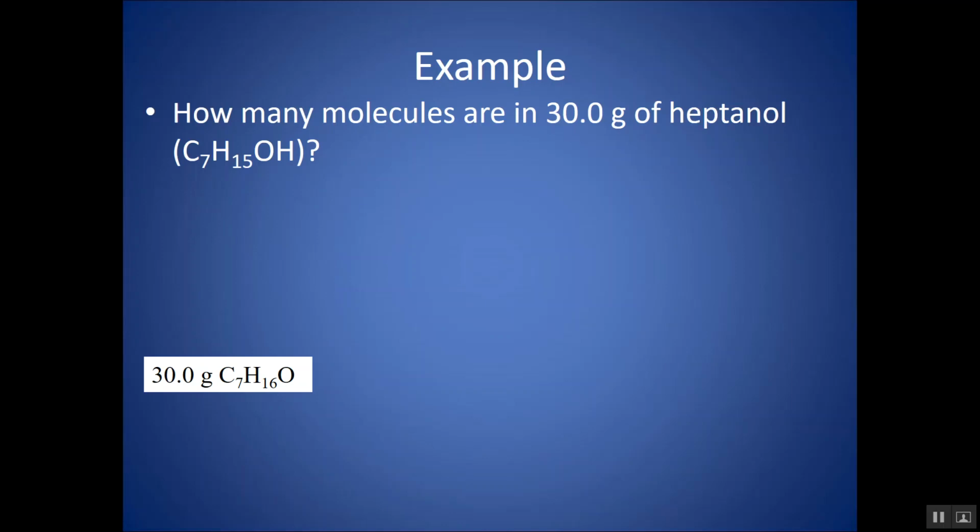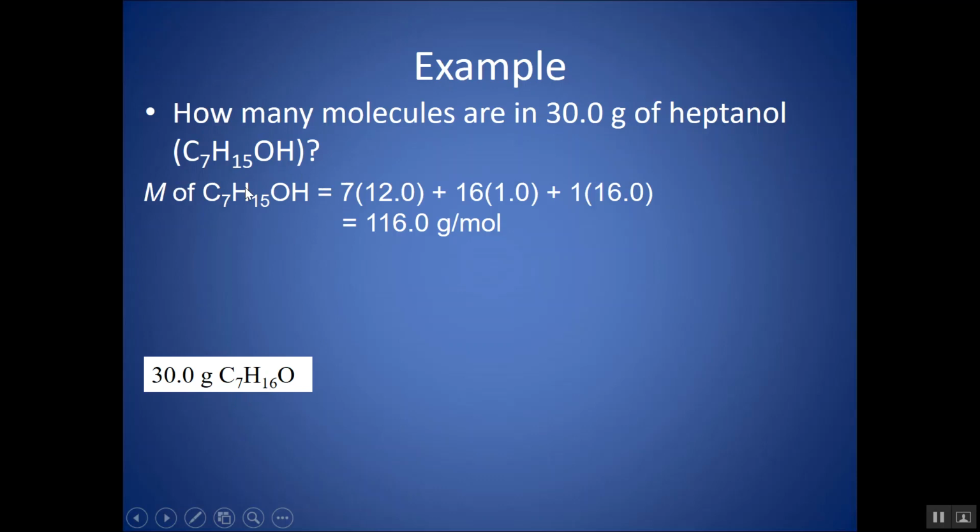Take a moment and give this one a try. How many molecules are in 30 grams of heptanol? So I'm starting with 30 grams, and I just reminded myself of what the formula is, and I rewrote this in such a way that I've grouped all the C's, all the H's, and all the O's together, because when doing the molar mass, I might forget there's an extra H here, so there's actually 16 H's.